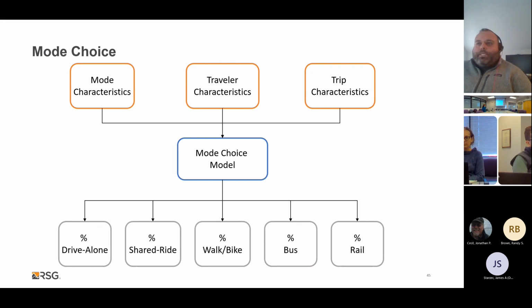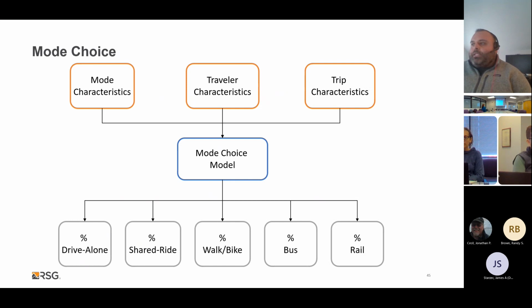So in mode choice, we're taking the mode characteristics, right, for the given mode. We're taking the traveler characteristics, and we're taking the trip characteristics. And then we're going to plug that into a mode choice model. And that mode choice model is then going to give us the shares of things like drive alone, shared ride, walk and bike, bus, and rail. And it's important here to note too that in the last probably 10 years, it was very common for walk and bike to be grouped in travel demand models together. And now state of the practice is to make sure that walk and bike are separate in the mode choice model.